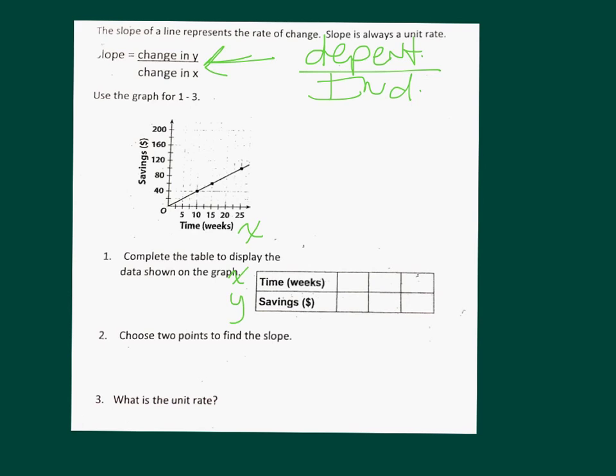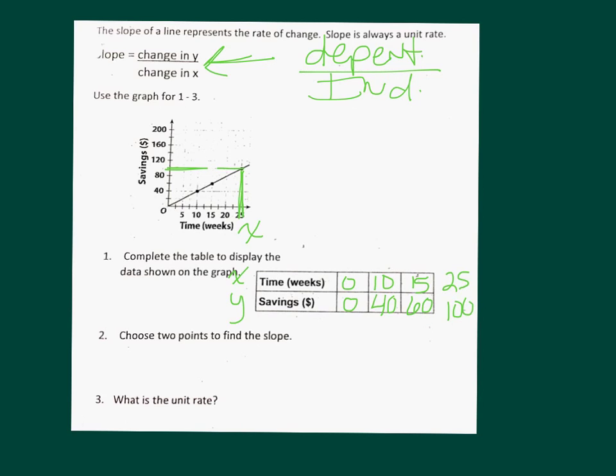So first we use our graph to complete the table. We have 0 at 0, 0 weeks at $0. I see 10 weeks at $40. I see 15 weeks at, let's say, about $60. And then we have 25, and it looks like it's going at about $100. So I'm going to put it at $100. So that's 25 weeks and $100.